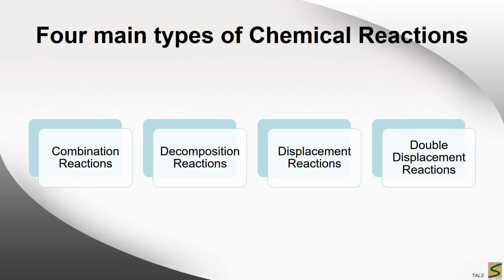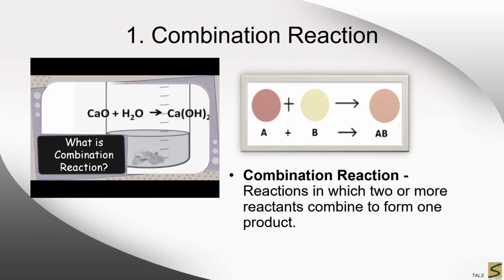Having learnt about chemical reactions, we should know the 4 main types of chemical reactions: combination, decomposition, displacement, and double displacement reaction. Let us see each of them in detail. Combination reaction. Look at the picture there. Calcium oxide, on adding to water, becomes calcium hydroxide.